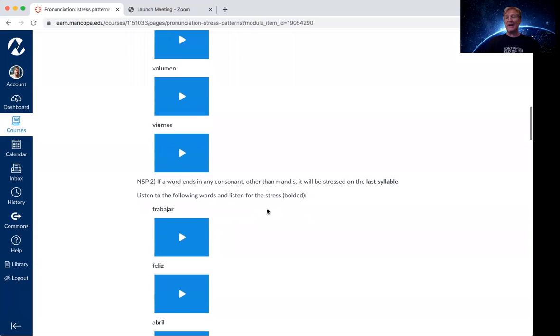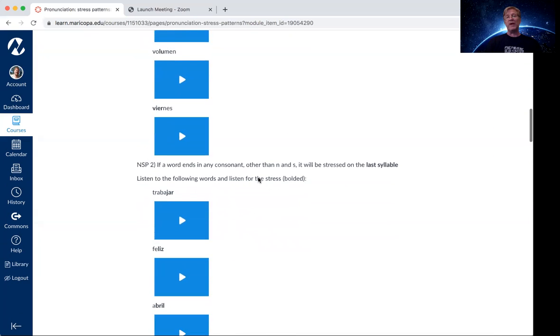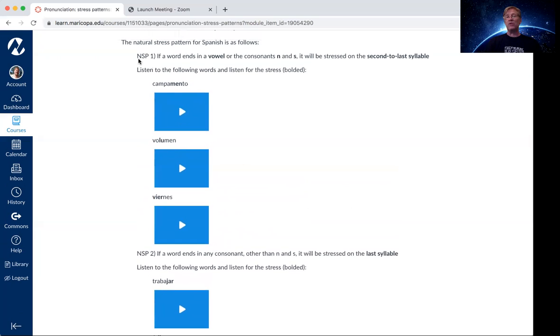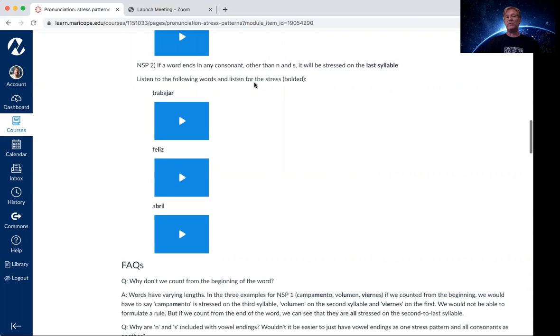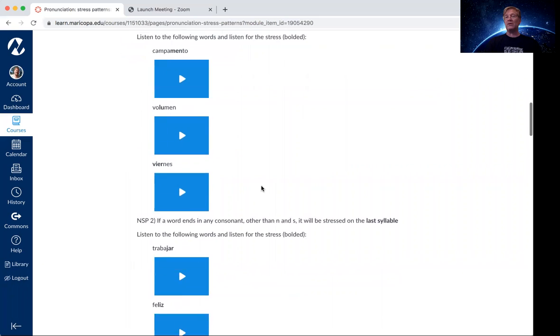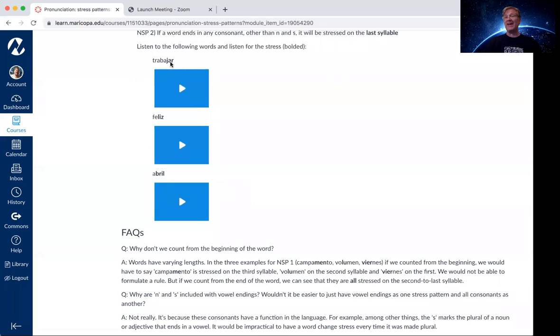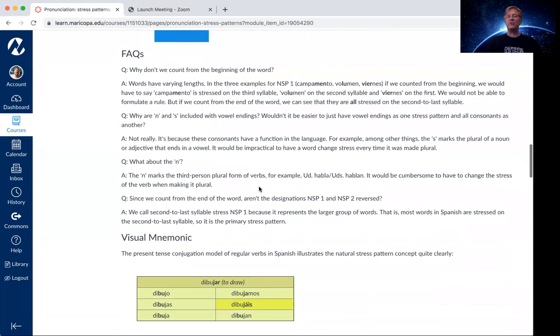But you'll learn more about accent marks later in next semester, as I mentioned earlier. Here, you simply have to become familiar with these two natural stress pattern rules that I've just mentioned. Here, if it ends in a consonant other than N or S, it's stressed on the last syllable. So listen to these: campamento, volumen, viernes, stressed on the last syllable. Trabajar, feliz, abril. You can hear it. With practice, you'll be able to hear it clearly.